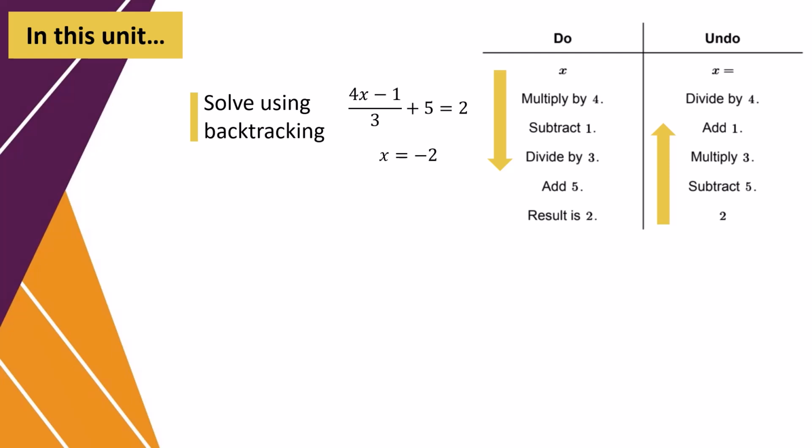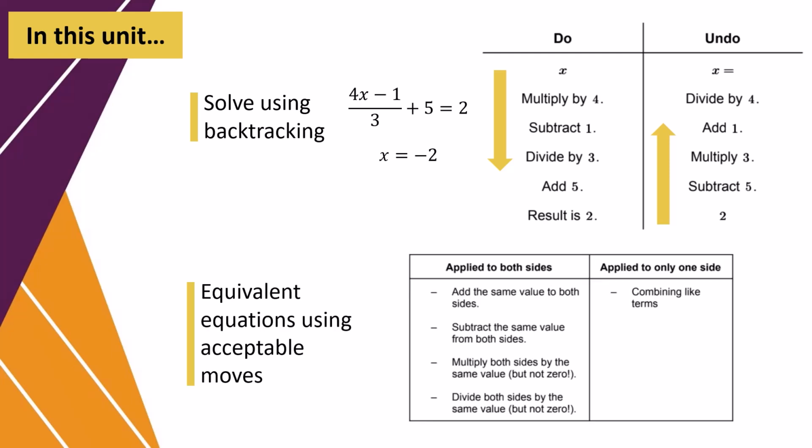In this Math 1 unit, students will explore another strategy for solving equations, referred to as backtracking. This builds upon the work in 6th grade, where students use inverse operations to solve equations. Students will also deepen their understanding of solving by creating equivalent equations. Solving equations is only one part of this unit, so let's take a look at the unit as a whole.